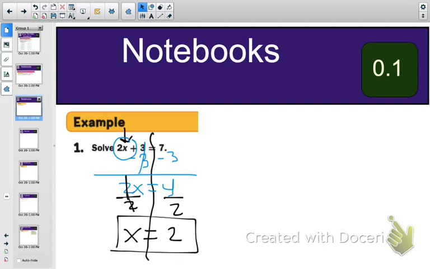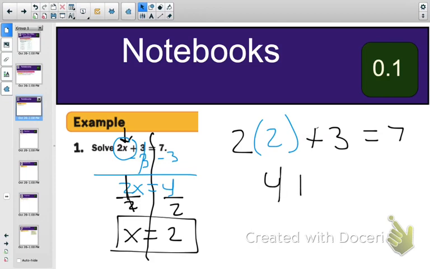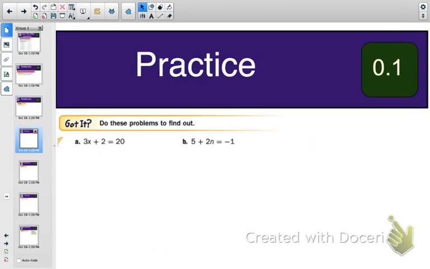Hurrah. And then we can check that by plugging it back into the original equation for x. So we get 2 times x, which we said is 2, plus 3 equals 7. Well, 2 times 2 is 4. 4 plus 3 is indeed 7. So that checks out. Check, check. Okay, so that is a two-step equation.